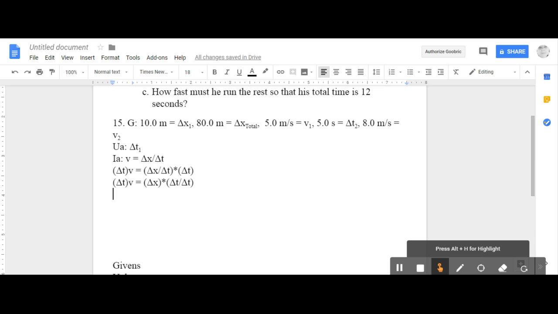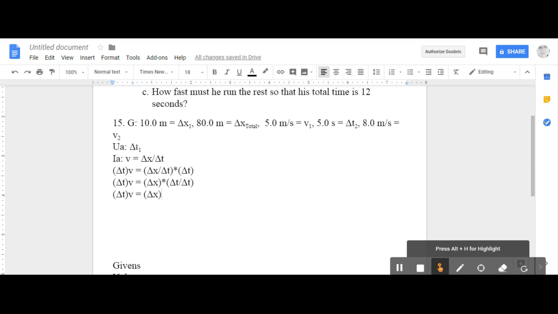We stopped at delta t times v equals delta x times delta t over delta t, which is the same thing as saying delta x times 1, right? Delta t over delta t is 1. So I'm going to rewrite the problem. Delta t times v equals delta x. This is all 1, so it cancels out.